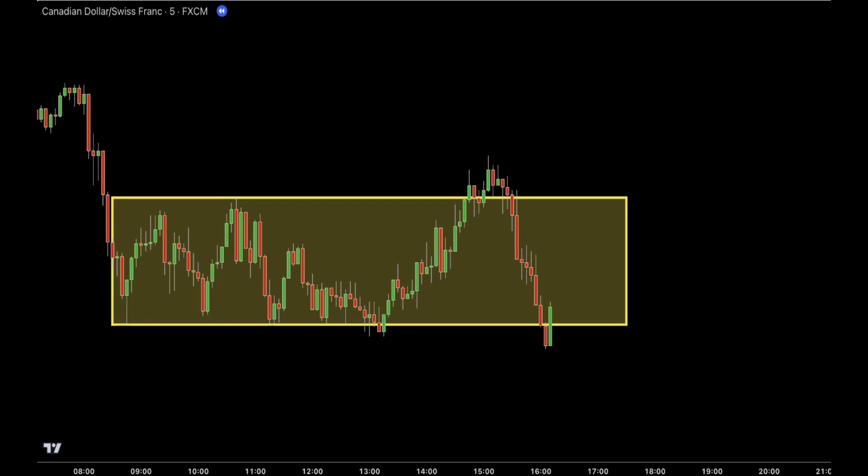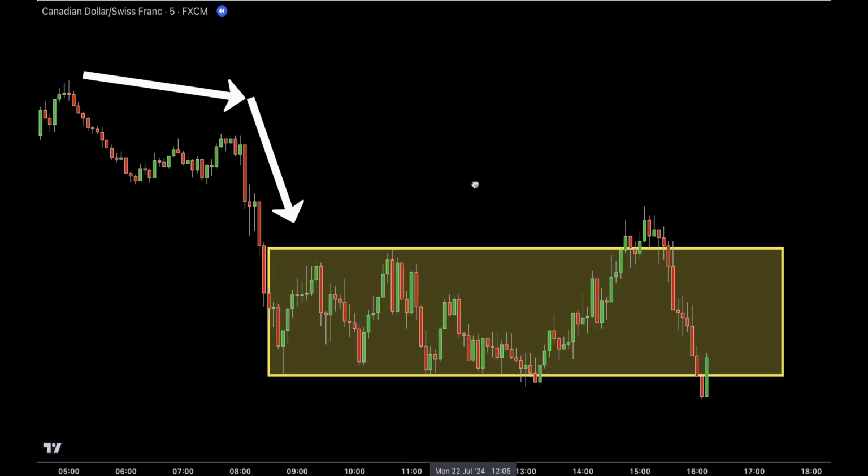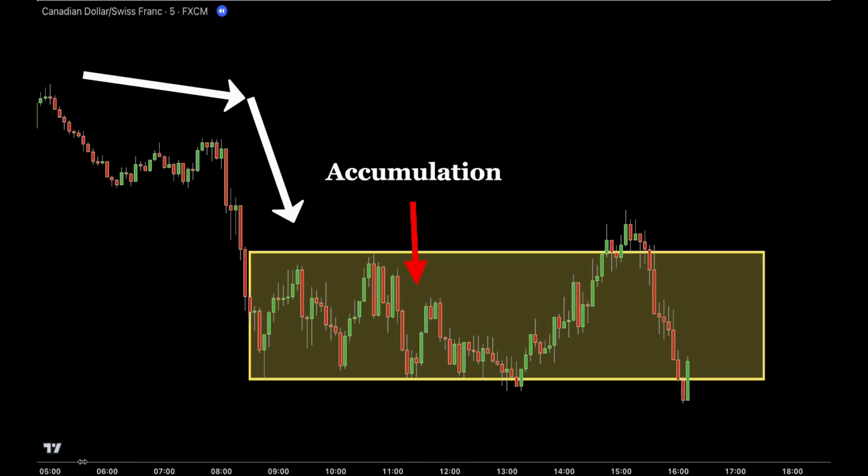Let's analyze another chart, this time for the Canadian dollar, Swiss franc on the 5-minute time frame. First, we see that the market is in a downtrend. Then, it enters a period of sideways movement. This is an accumulation phase.